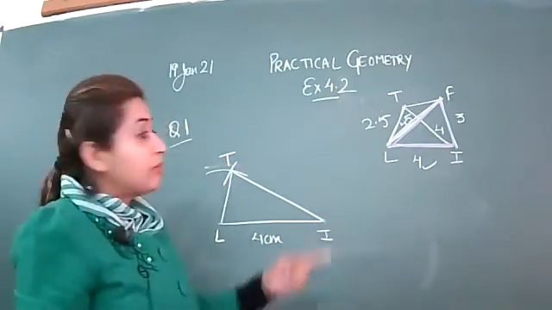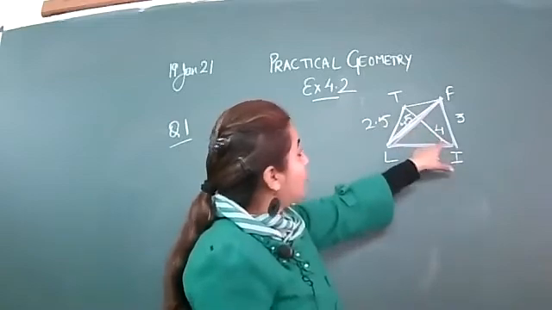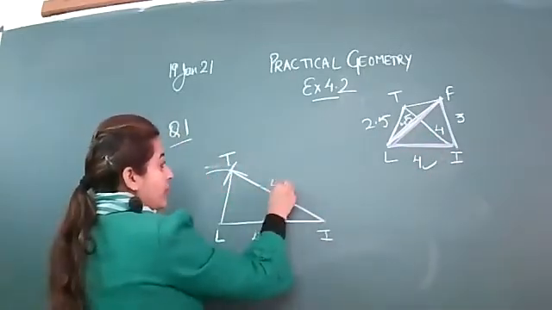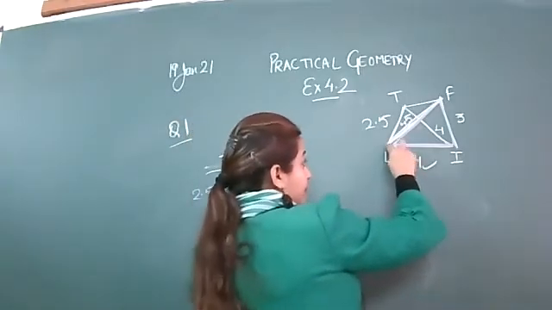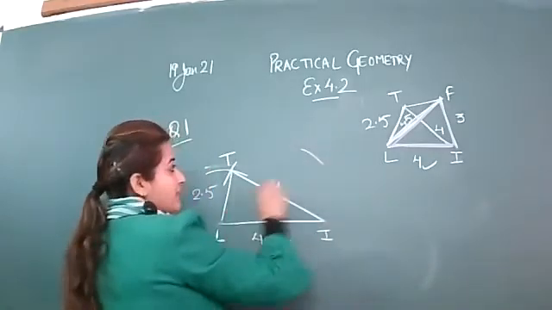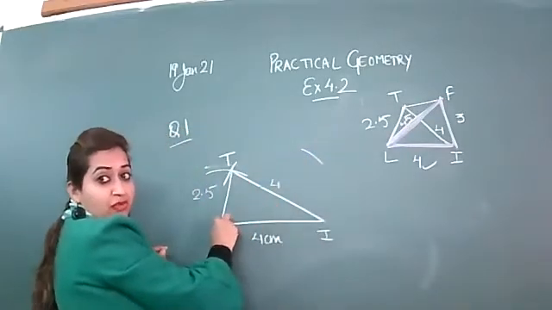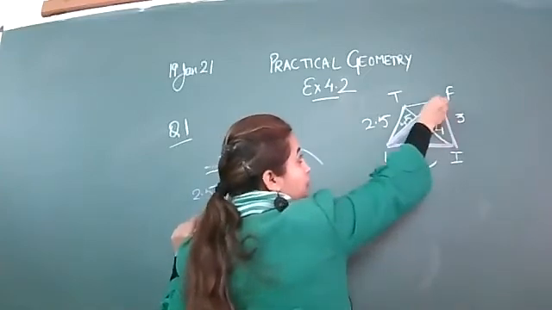Beta, I think something wrong we have done. From I, you have to put an arc of 4. Instead of 4.5, it is 4. This is 4, this is 2.5. Now what you have to do? From L, you will draw an arc of 4.5. From L, this is your 4.5. So from here, you will put an arc of 4.5, and from I, you will draw an arc of 3.